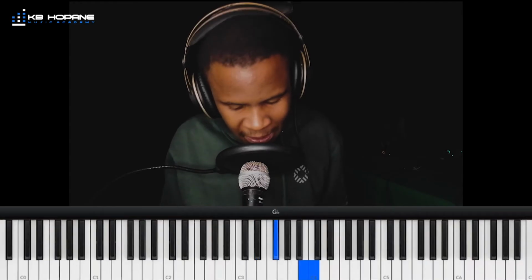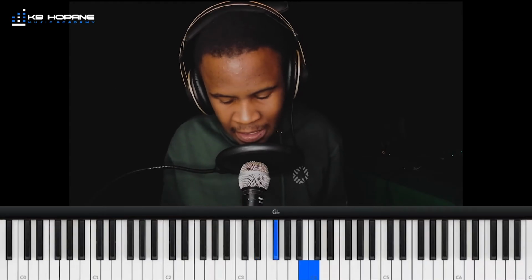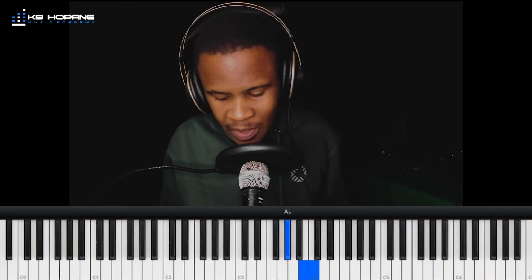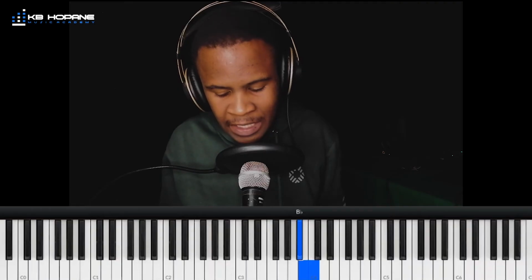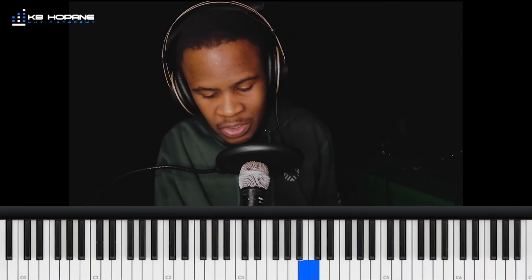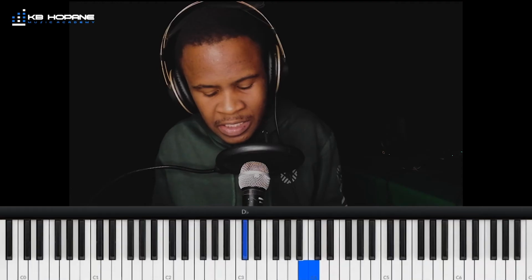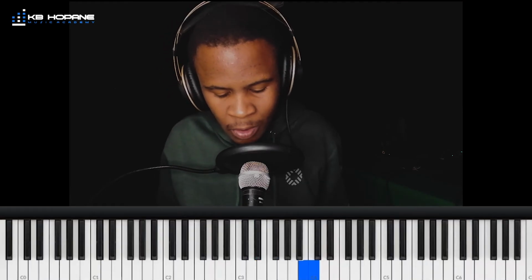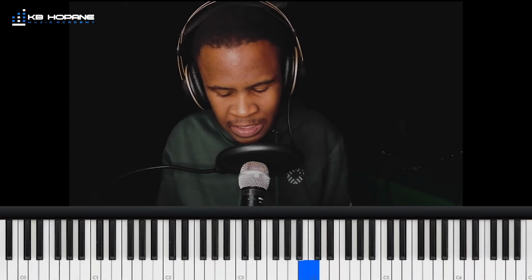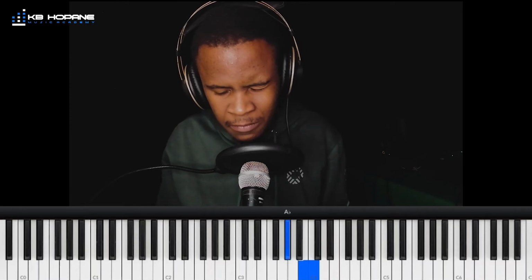This one is gonna be an F sharp or a G flat. This one is gonna be an A flat or a G sharp. This one is gonna be a B flat or an A sharp. All right. So if I just want to use all sharps, it's gonna be C sharp, D sharp, F sharp, G sharp, A sharp. If I want to use all flats, it's just gonna be D flat, E flat, G flat, A flat, B flat. All right.